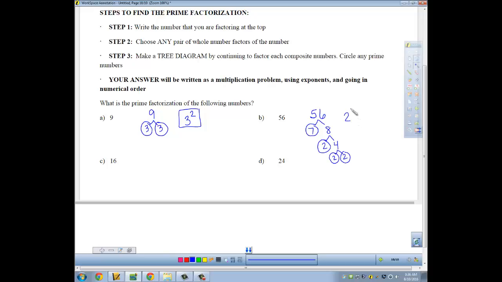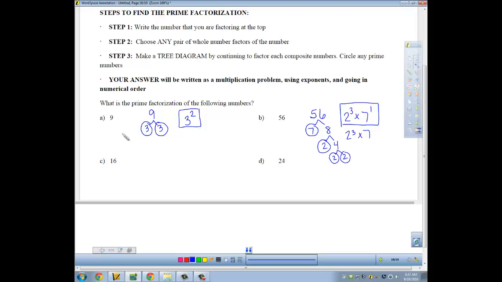I circled it 3 times, so that's my exponent. And we're going to put a multiplication symbol to separate all of our factors. The only other number I circled was a 7, and I circled it once. So that's your final answer. And if you don't want to put the 1 as your exponent, you don't have to. You could also write 2 cubed times just plain 7, because it's the same thing. But if you want to put the 1 there, that's fine too.